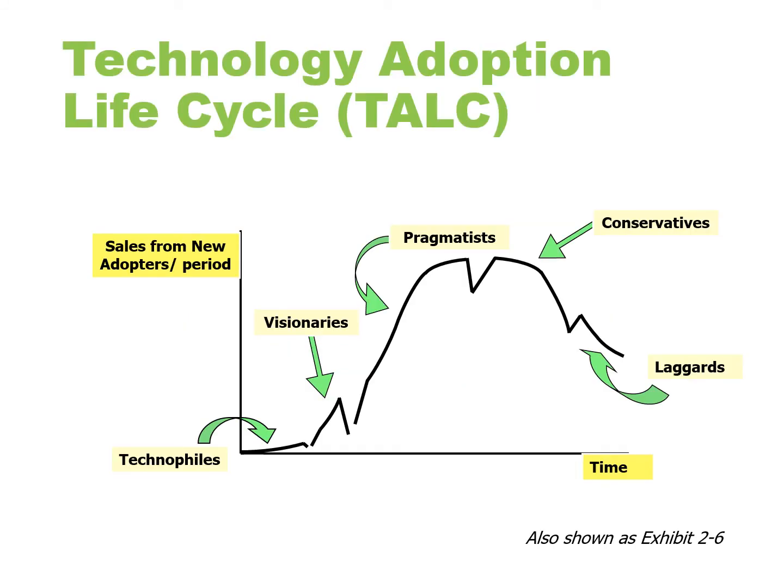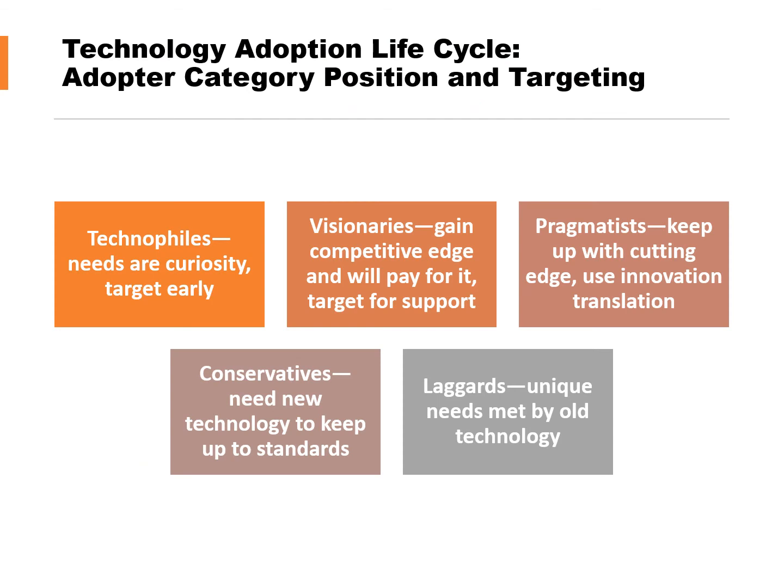This technology adoption life cycle is explained in this exhibit, which I have explained in the previous slide. So you can see technophiles, visionaries, pragmatists, conservatives, and laggards. Technology adoption life cycle, adopter category position and targeting. Technophiles' needs are curiosity, target only, while visionaries gain competitive edge and will pay for it, target for sport. Pragmatists keep up with cutting edge, use innovation translation, while conservatives need new technology to keep up to standards, whereas laggards' unique needs are met by old technology.